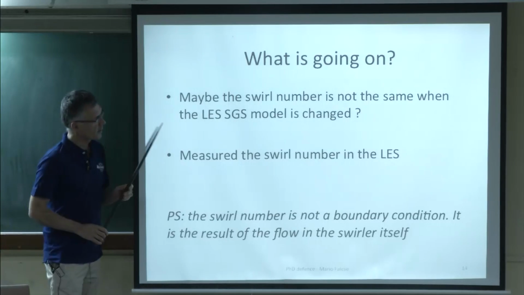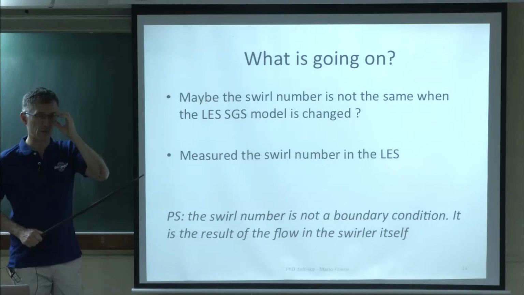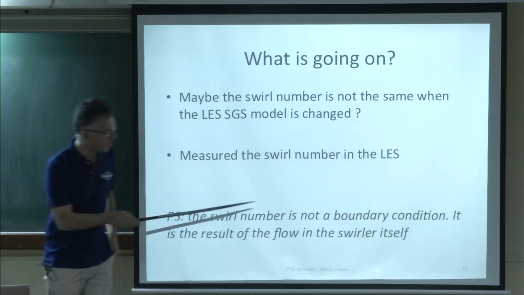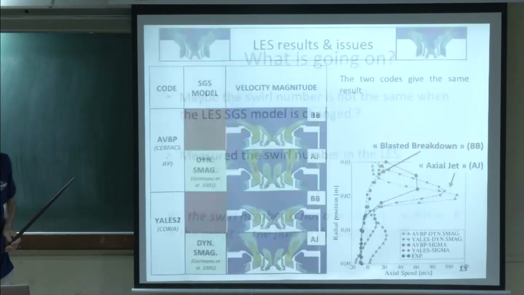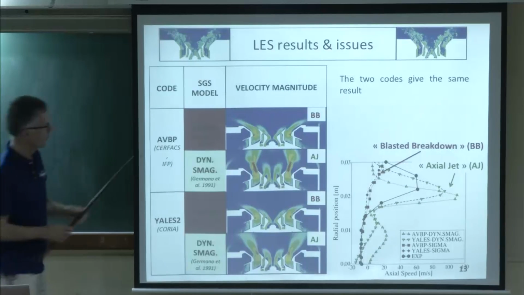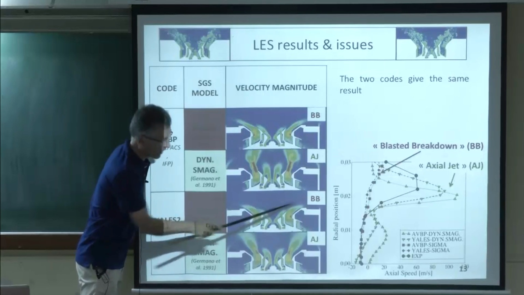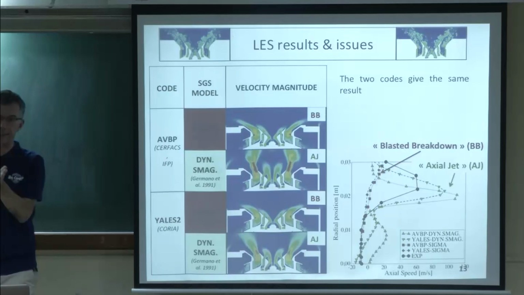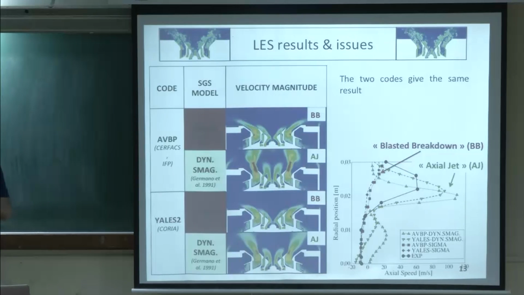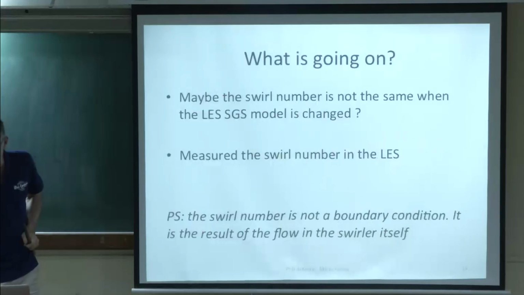So the first thing we tried to do is to see if the swirl number was really the same in those two computations. The swirl number is not a boundary condition here. The swirl number is the result of the computation itself. When you look at these flows, the swirl number is measured here. It will depend on what's going on inside the swirler. In the swirler, you have the vanes. So if the flow, for example, is attached on the vanes or detached, you will have a different profile for the velocities. So we measured the swirl.